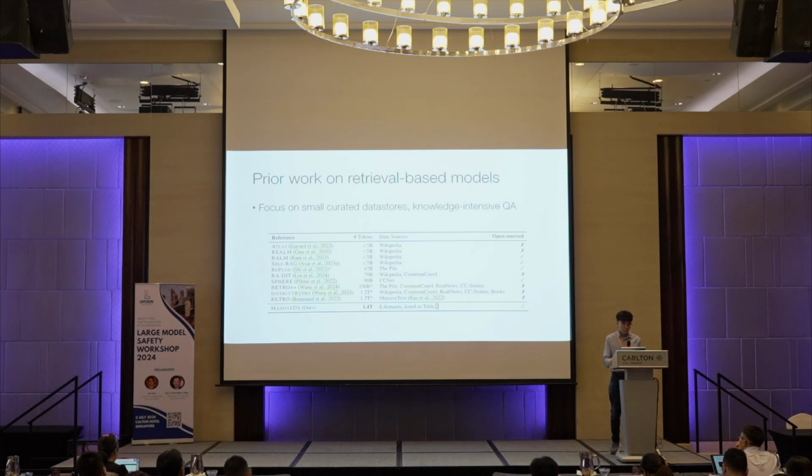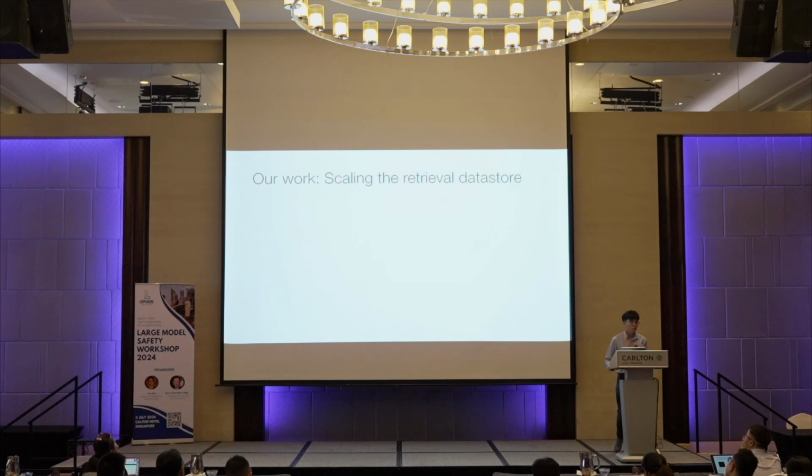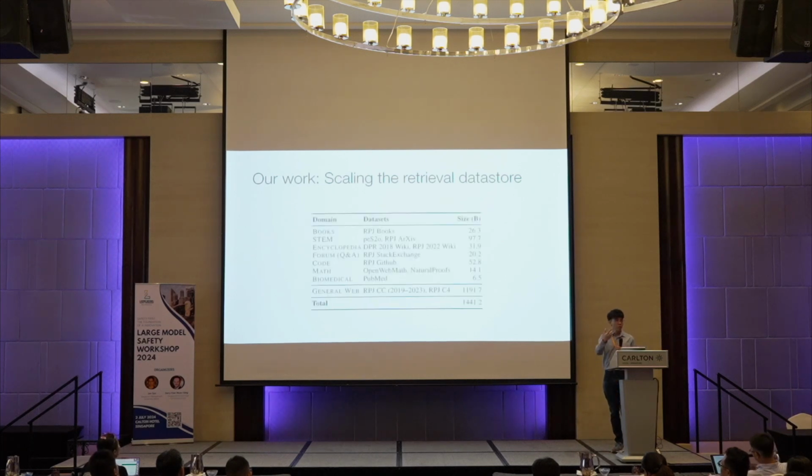So our goal in this project is to say, well, scaling the training data has been a very successful recipe for other models. So what happens if we try to scale the data store, to scale the data available at inference time? So what we did was, mostly building on RedPajama data, we built a large data store comprising a bunch of web crawl data from Common Crawl and C4, but also a lot of domain-specific data, for example, scientific papers to answer medical questions, books, code, and so on.